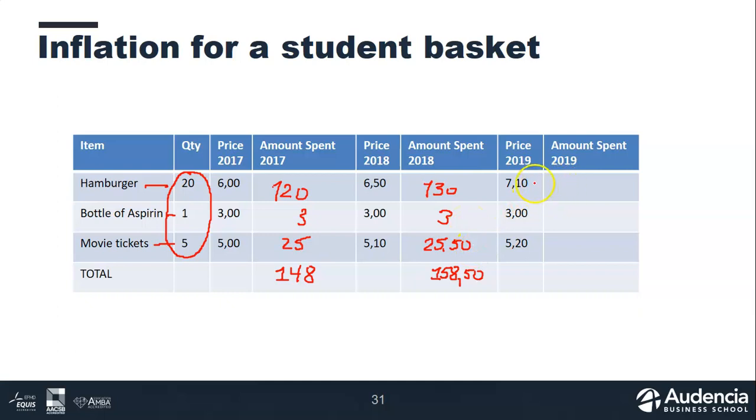And our last year, in 2019, prices have gone up quite a bit here. $7.10, and we're going to buy 20 hamburgers. So we've got 140 plus, let's see, 2, so we're at 142 euros. Let's see what else. We've got 3 euros still. We haven't changed. Our bottle of aspirin, thank God, hasn't gone up. And our price of movie tickets has gone up to 5.20. That gives us 26 euros total.